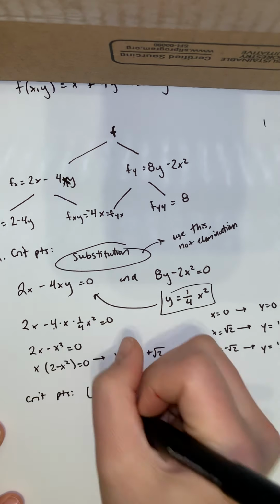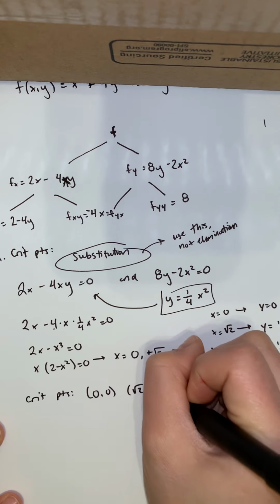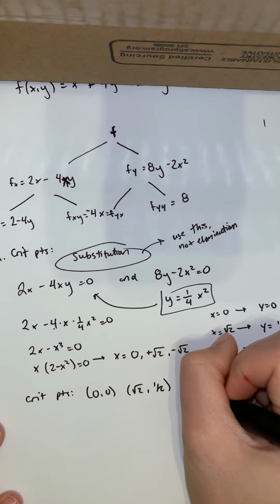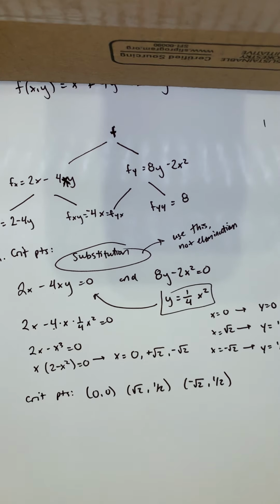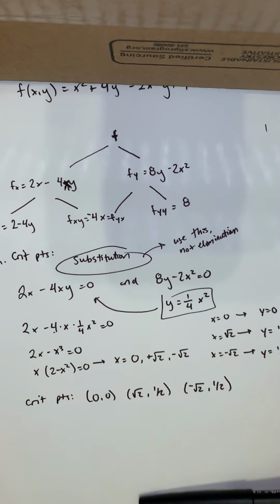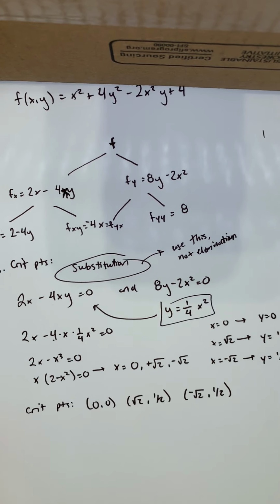I have (0, 0), (root 2, 1/2), and (negative root 2, 1/2). Again, in a case like this where you have a lot of critical points, it's really nice to use a chart. I did use a chart, cool. I did the chart a little bit differently in my solutions than I will do it now.